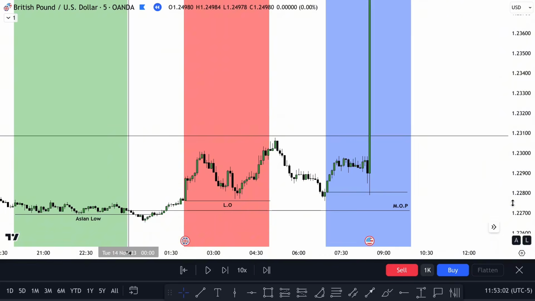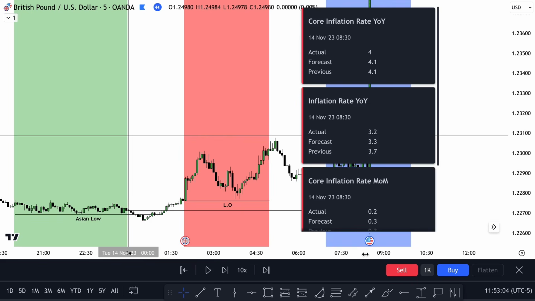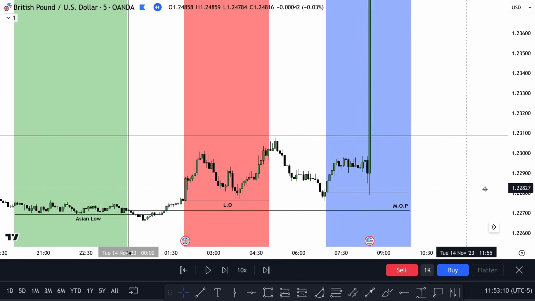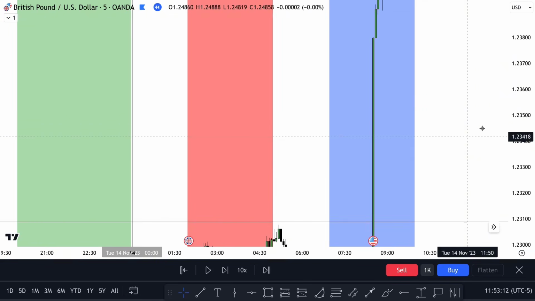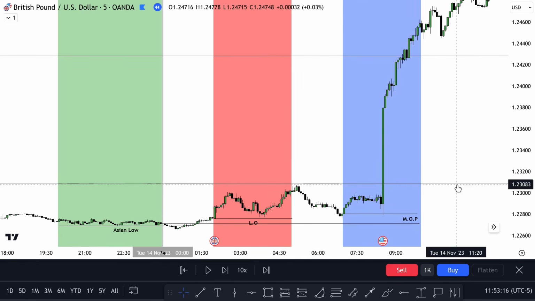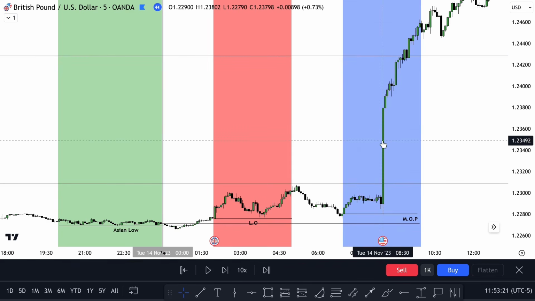And we can see it even occurs during that news event. So we had core inflation, we had inflation rate there for the Bank of England, and price continues to rally up for the rest of the day, taking out that swing high here and that swing high here on the daily. Now, this all comes after finding the trend on the higher time frame daily.